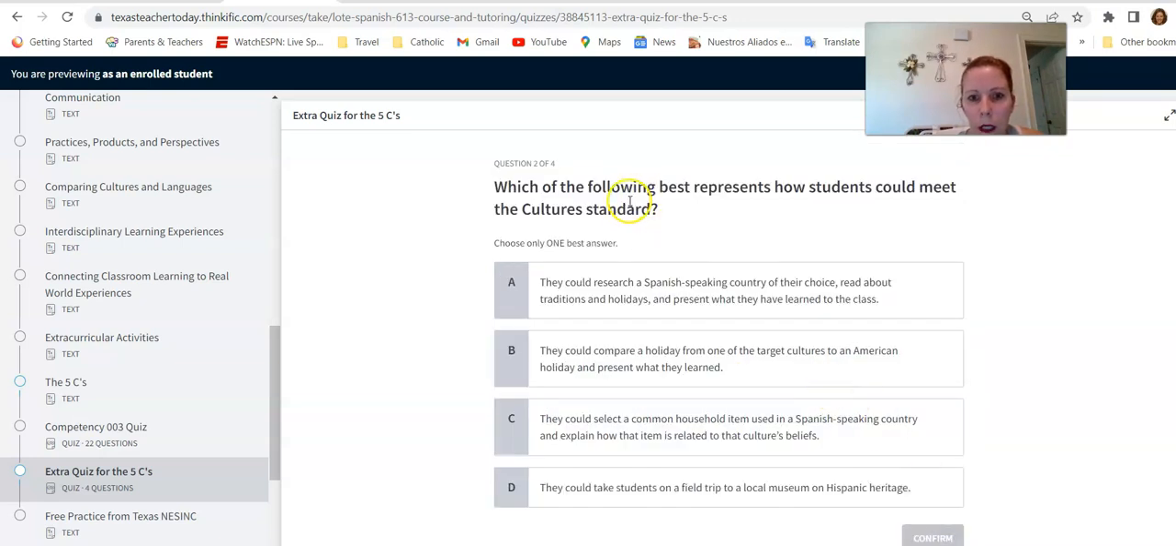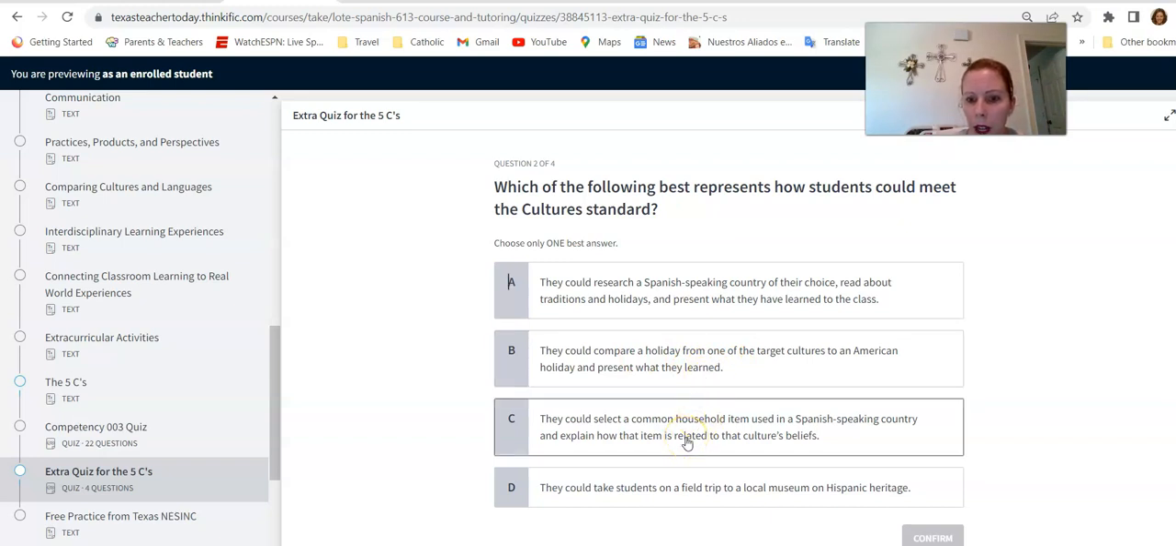Let's look at this one. Which of the following best represents how students can meet the culture standard? So remember, cultures is all about products and perspectives and practices and perspectives. So they could research a Spanish-speaking country of their choice, read about traditions and holidays, and present. That sounds like cultures, but again, we're looking for practices and perspectives or products and perspectives. They could compare a holiday from one of the target cultures to an American holiday. That would be comparisons, so it's not that one.